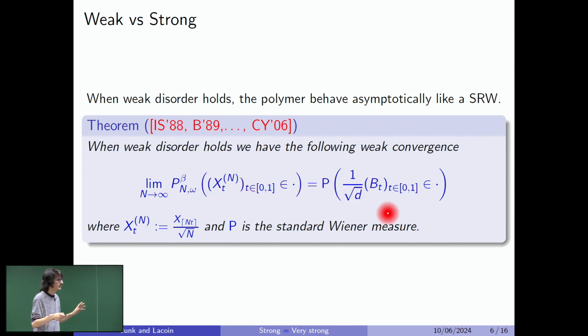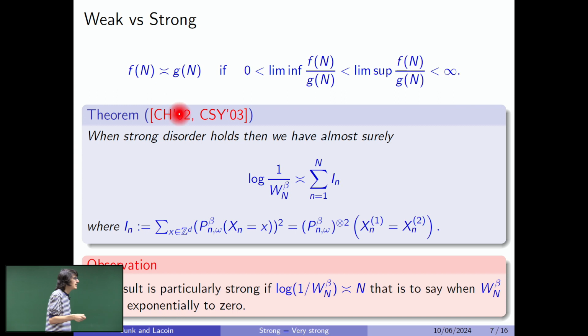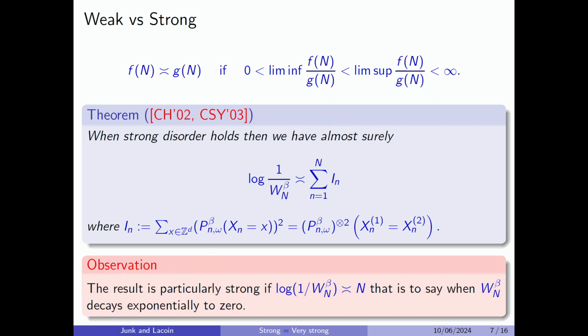So, yes, you don't see a dependence. The Brownian motion that you get here is independent of the environment. Okay, and well, this was proved in this form by Comets and Yoshida, but there were earlier results pointing in that direction. Okay, in strong disorder, it's a bit more difficult to state exactly what happens, but okay, let me try.